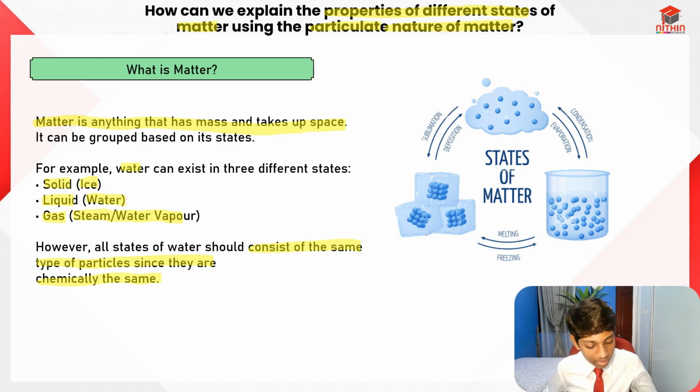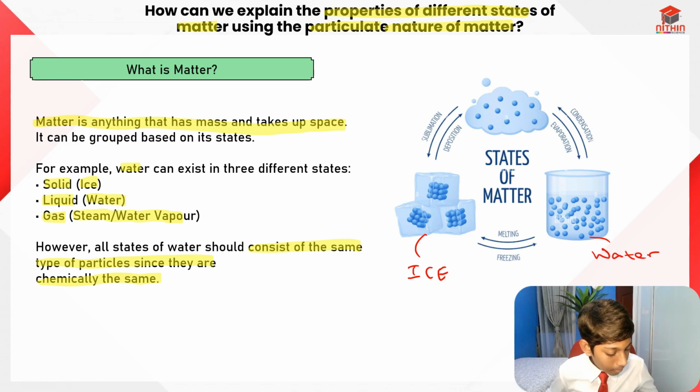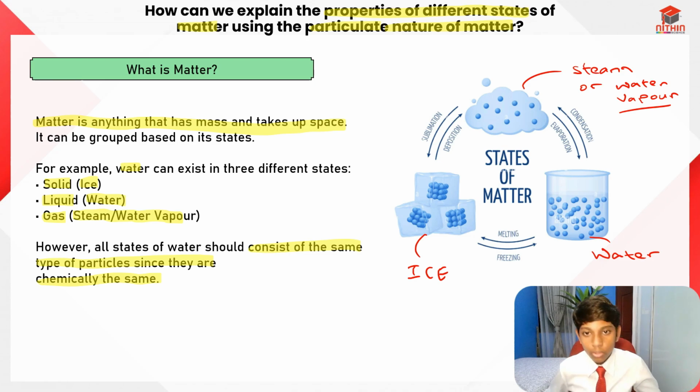As you can see, this is ice, and this is water, and lastly this is steam or water vapor. I hope you understood that. Now let's move on to the next part.